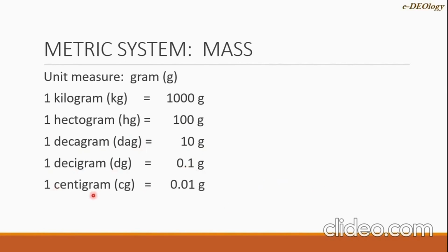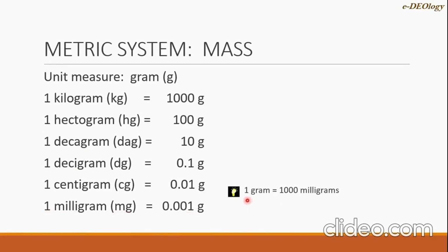Next is centigram with the symbol cg. 1 centigram equals 0.01 gram. We may also write 1 gram equals 100 centigrams. The last is the milligram with the symbol mg. 1 milligram equals 0.001 gram. So we may write also that 1 gram equals 1000 milligrams.